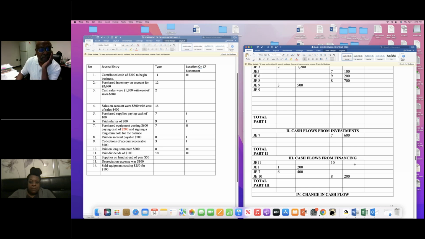Supplies on hand at the end of the year. That's an AJE, right? What's that type number? I think that is 12. I think that's 13, but it's not within our group. So we're simply going to strike it. Depreciation, I think that's a type 14, not in our group. So we're going to strike it also.